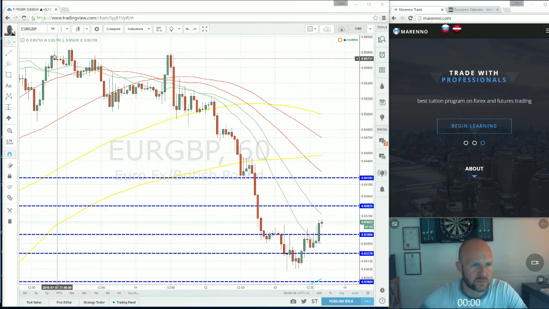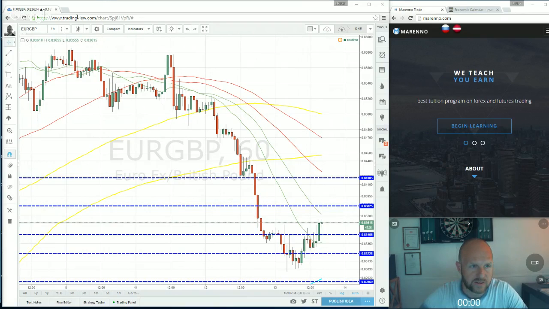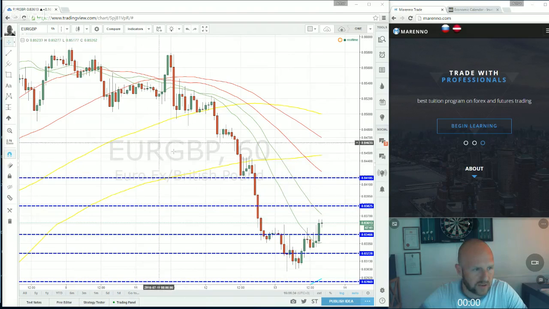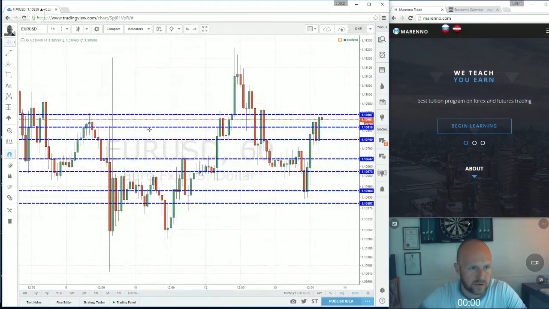Or we can wait till this day is closed and then look at the daily signal. In case we do have a reversal signal there, then we can use it and try to enter. So that's basically what we can do with euro pound. The next one is euro dollar.